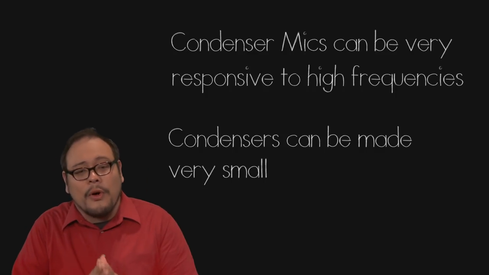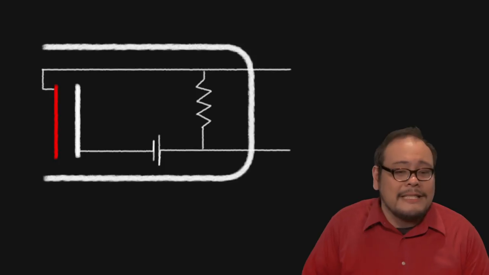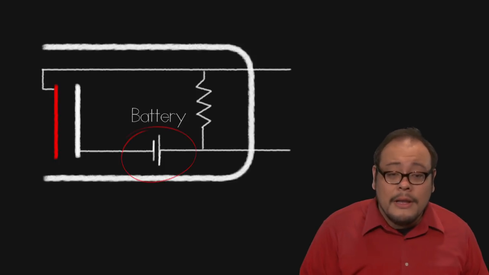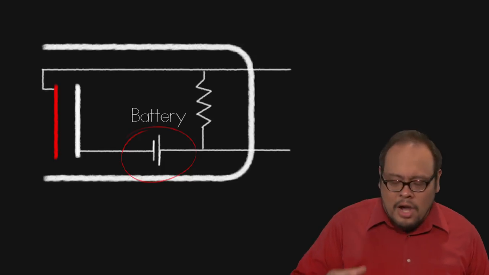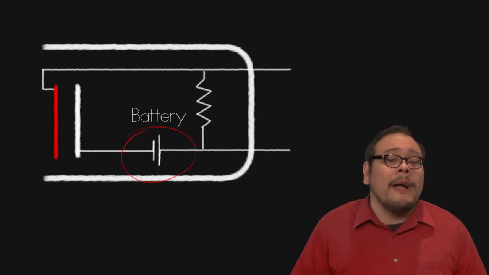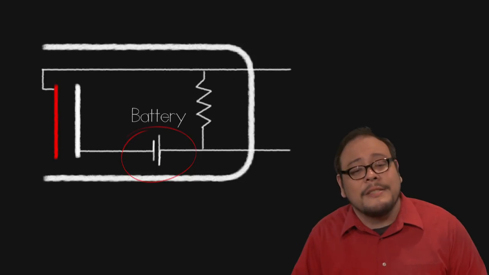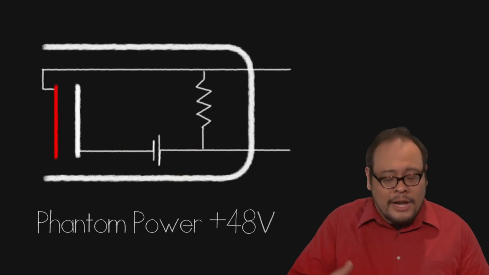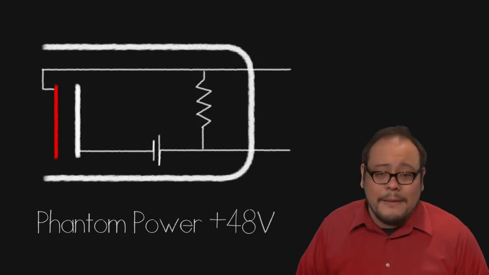Because condensers work with electrically charged plates, that means they require some sort of outside electrical power. Some microphones have the option of an onboard battery, while all condenser microphones can utilize something called phantom power, which is plus 48 volts from an audio recording machine or a mixing board.